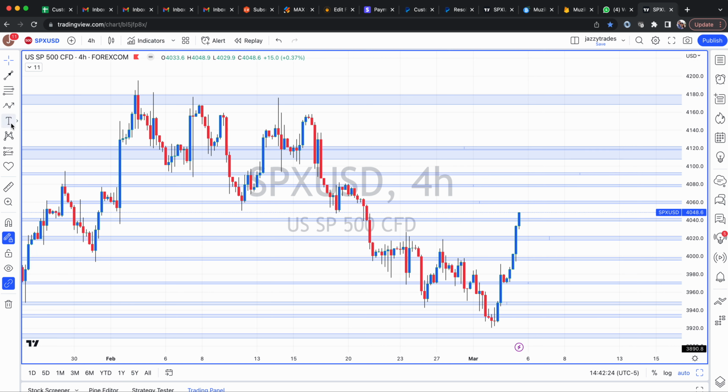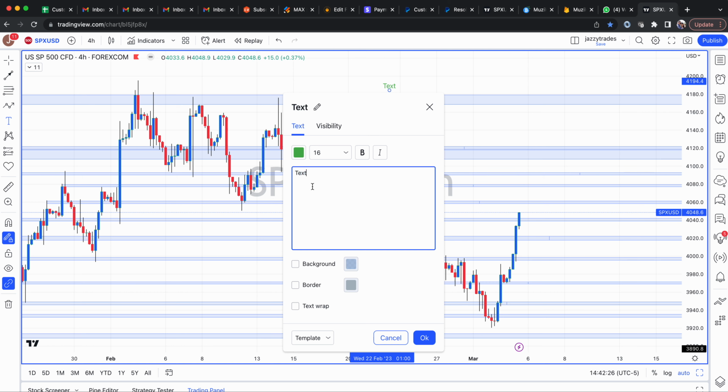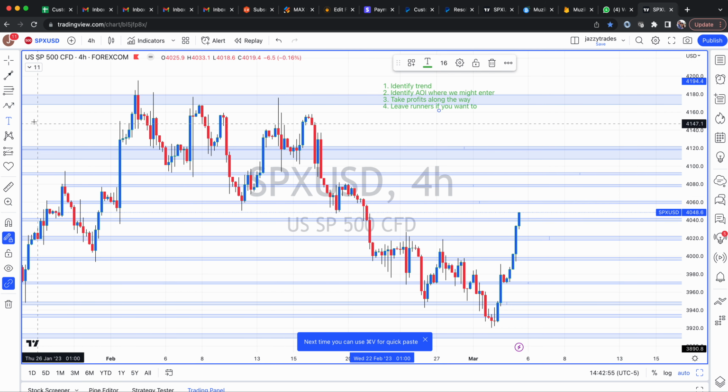Where the hell is text here? So: identify trend. Identify areas of interest where we might enter. Take profits along the way. Leave runners if you want to. That's it.